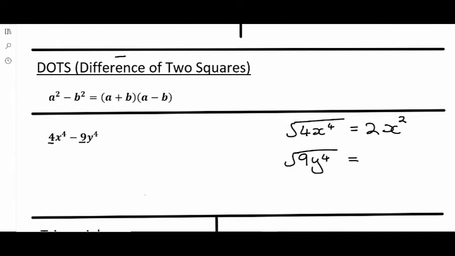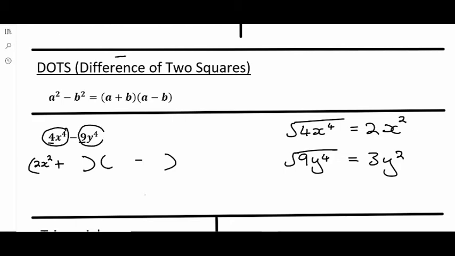On the other hand, the square root of 9y to the 4 will be 9y squared. So in other words, I'm just going to open up my set of brackets, because this is how difference of two squares will always be structured. You'll always have these two brackets, one with a plus, one with a minus. And I simply take the square root of this, which is 2x squared, and the square root of this, which is 3y squared. And I will do the exact same on this side. Easy.